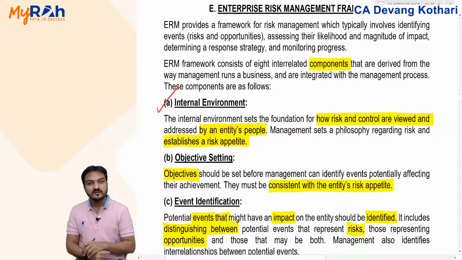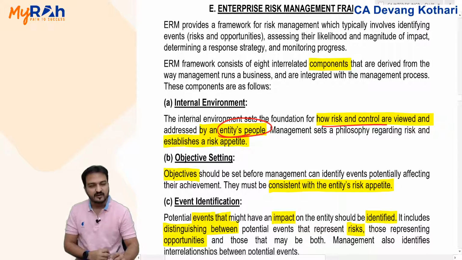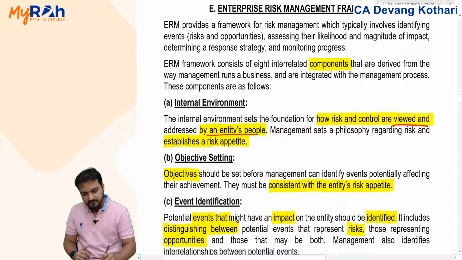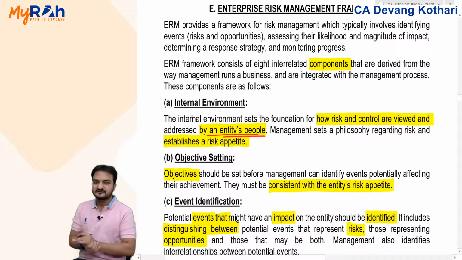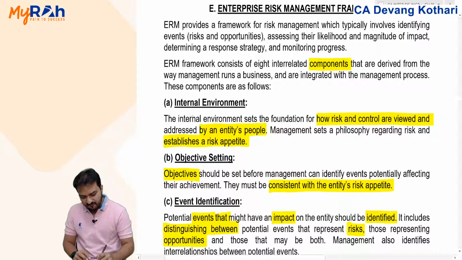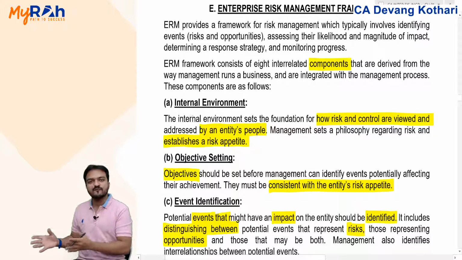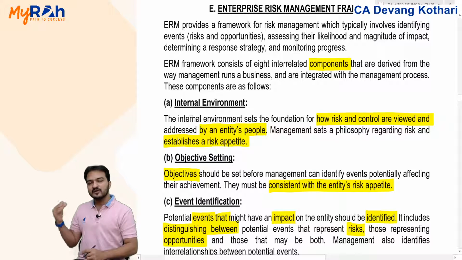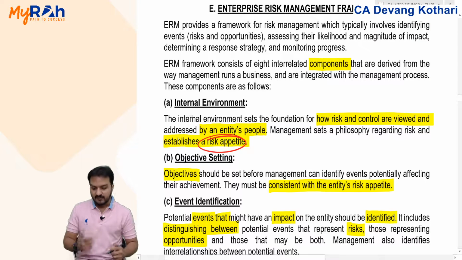Number one, internal environment means to see how my entity's people view the risk and controls. How is the risk and controls viewed by the company's people internally in my company? How do my employees view this particular risk and controls? This will help me establish a risk appetite. If I am planning to open a new branch, I will first see whether my employees are ready for a new branch or not. What do my employees feel about opening a new branch? That will help me establish my risk appetite.